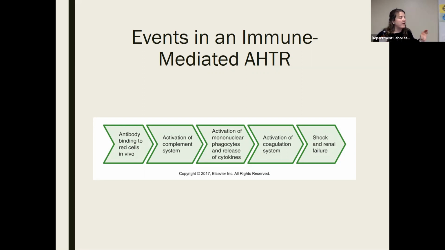And you guys remember the activation of complement. It can initiate the process of phagocytosis, release of cytokines, which can activate your coagulation system, right? So your patient could go into DIC, and then ultimately that could lead to renal failure. The patient could go into shock and then ultimately die. This is what happens in your wrong ABO transfusion, okay?